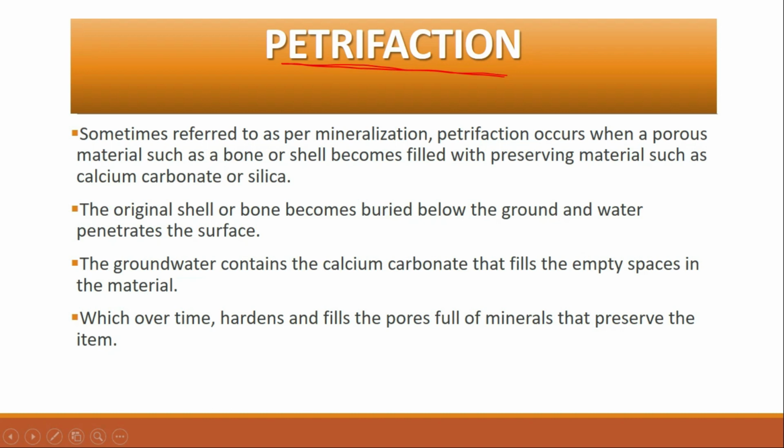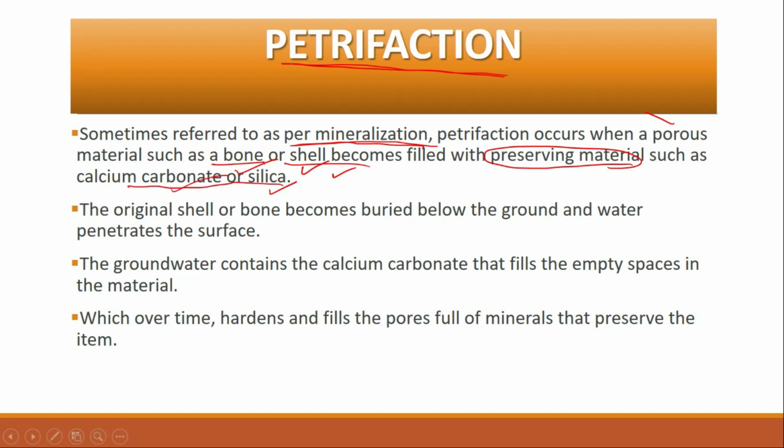Now we'll look at our next method of preservation, that is petrification. It is sometimes also called permineralization. Now in petrification, what happens? This happens in porous materials. The process of petrification occurs in porous materials like bone or shell. So petrification occurs when a porous material such as a bone or shell becomes filled with preserving materials. Now what are these preserving materials? Like silica and calcium carbonate, these are called preserving materials.